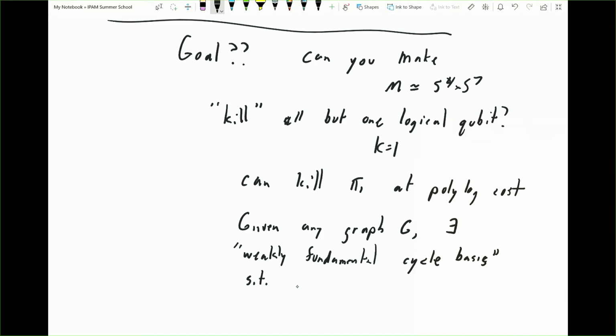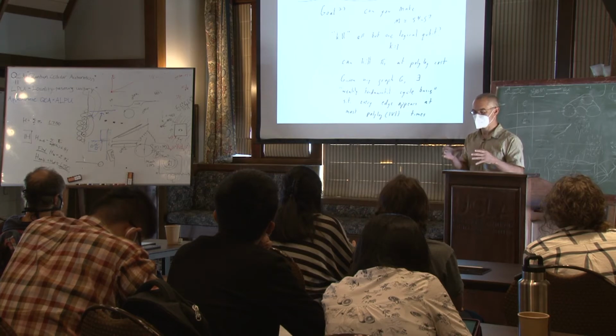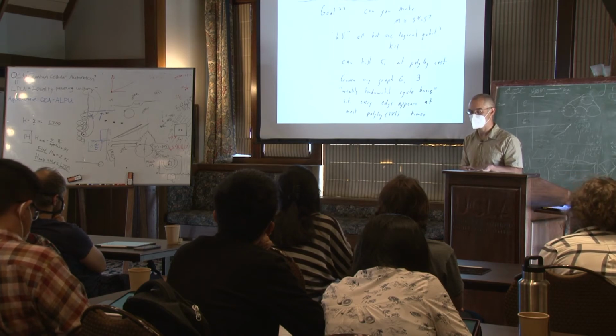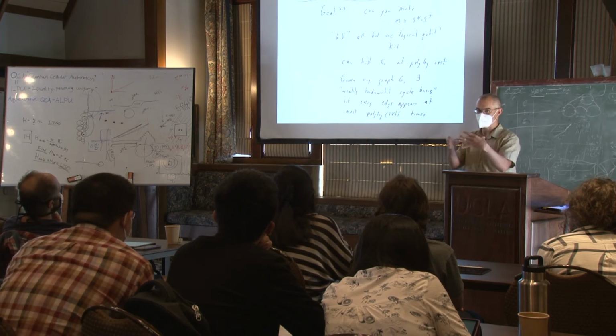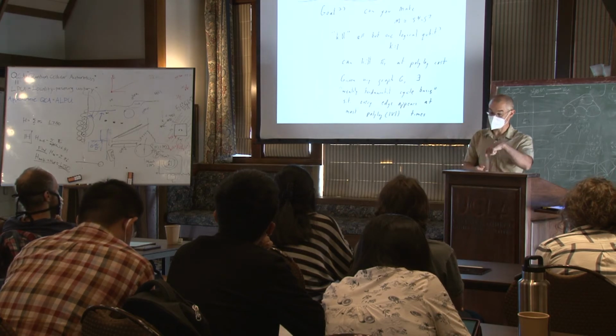Such that every edge appears at most polylog of the number of vertices times. So this is a purely combinatorial result that you can do this given any graph. You can find this. So what is the meaning of this? An interesting thing is that if there is a cycle basis where every edge appears twice, this means the graph is planar. You just draw the graph in a plane, and then the cycles are the obvious ones. It's just the little cycles that go around the cells, and then every edge appears in two of them.